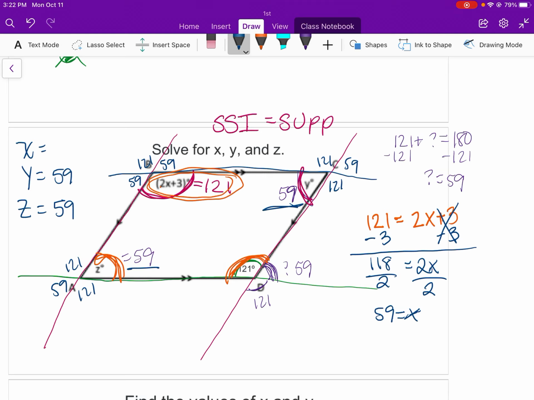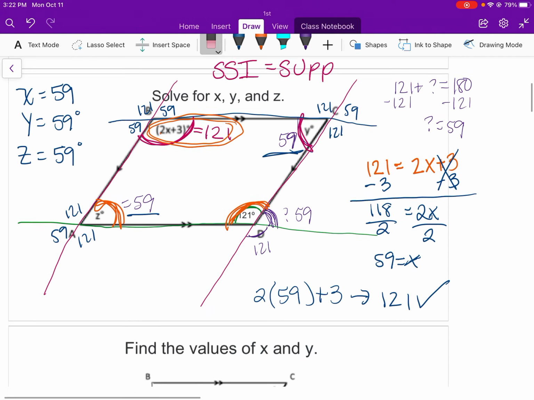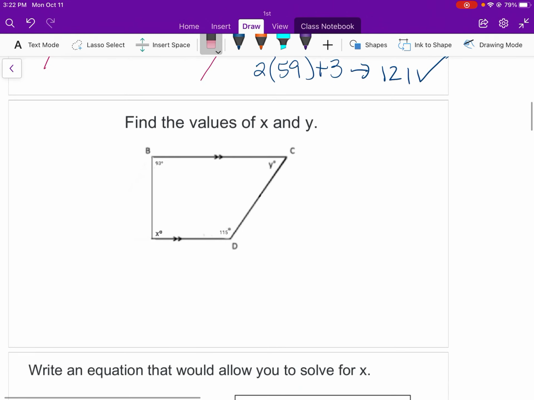And if I check myself, I can plug it into a calculator. So 2 times 59 plus 3, and if you check yourself, you do in fact get 121. So we're happy. So x is also equal to 59 degrees. Or not 59 degrees, but 59. Okay. Now, same thing again.